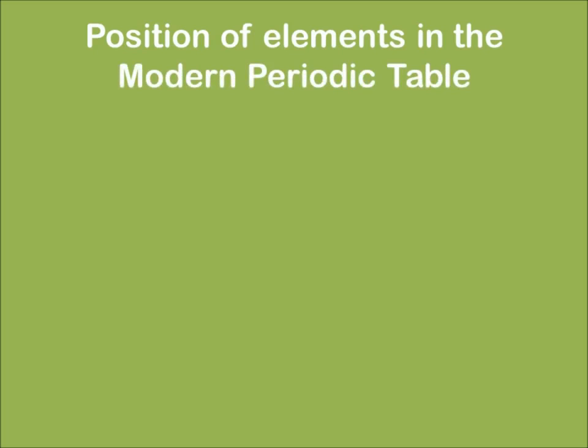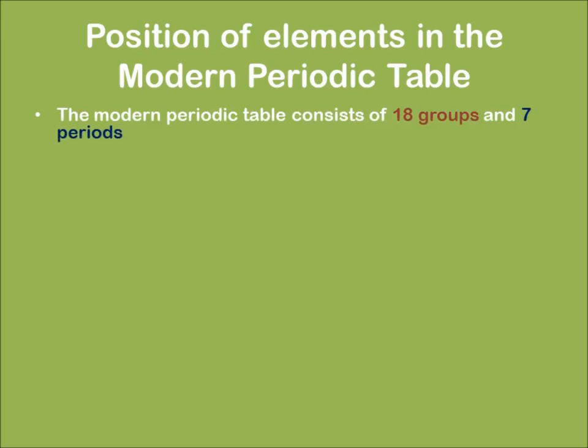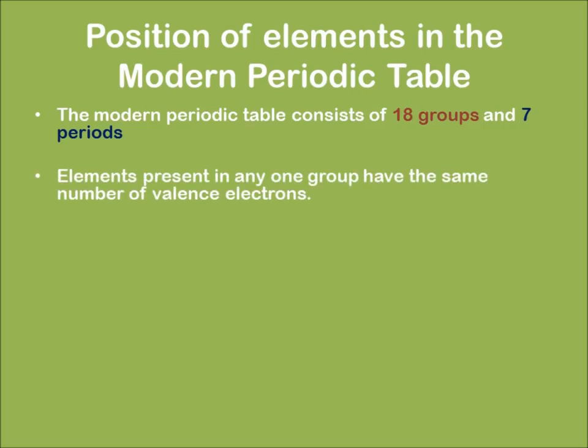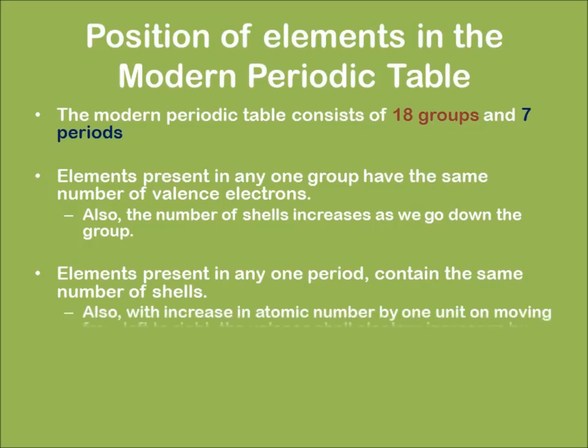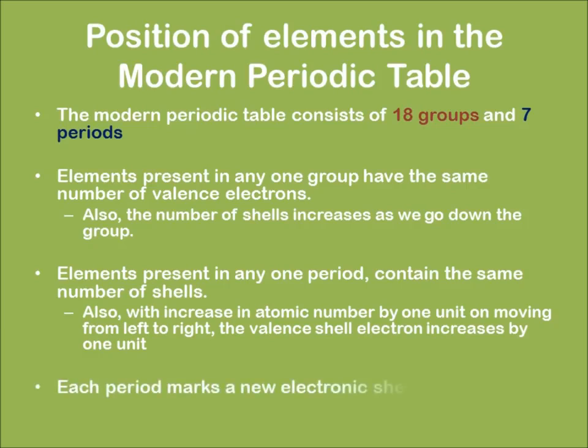Now let us learn about the position of elements in the modern periodic table. The modern periodic table consists of 18 groups and 7 periods. The elements present in any one group have the same number of valence electrons. Also, the number of shells increases as we go down the group. Elements present in any one period contain the same number of shells. Also, with the increase in atomic number by 1 unit on moving from left to right, the valence shell electrons increase by 1 unit. Each period marks a new electronic shell getting filled.